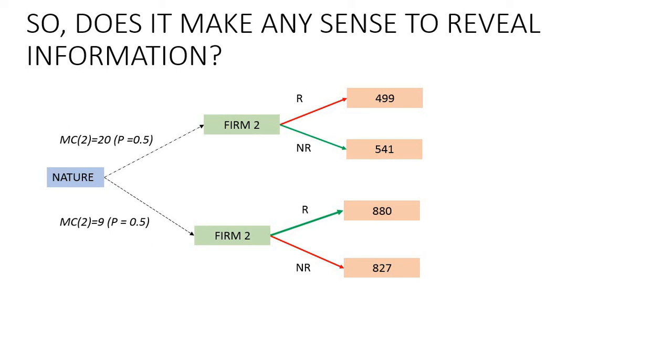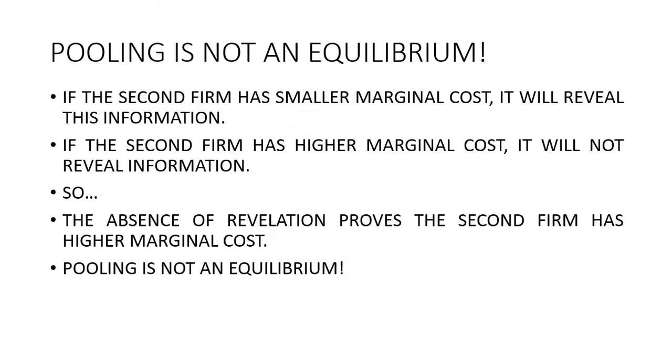So as you can see, that's why pooling is not an equilibrium, because a firm with low marginal cost will always reveal information, and a firm with high marginal cost will never reveal information. Just based on this fact, you can figure out whether marginal cost of the second firm is high or low. So that's why pooling is not an equilibrium.